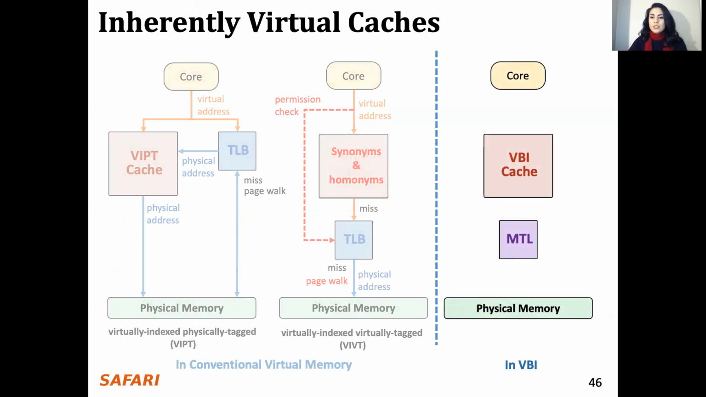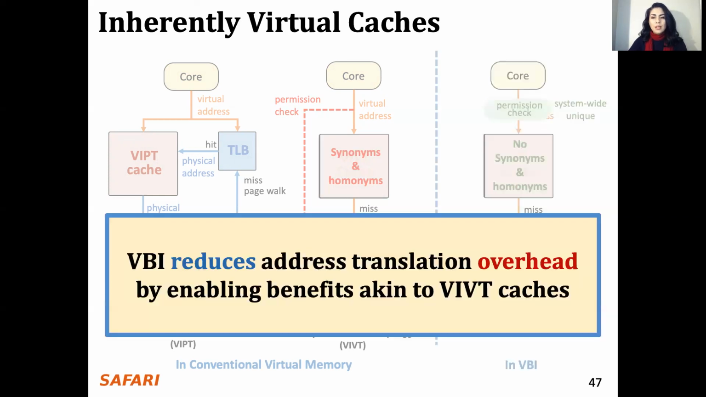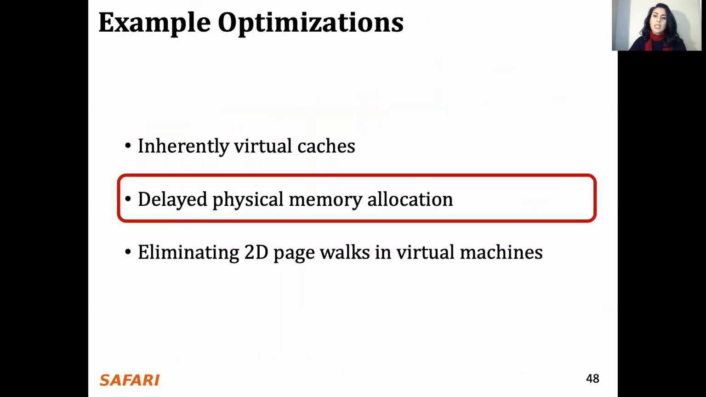First, it accesses all on-chip caches using VBI addresses. Since these addresses are unique system-wide, VBI eliminates the possibility of synonyms and homonyms. Second, by decoupling address protection from address translation, VBI stores the protections and address translation information in separate sets of tables, which avoids the need to access translation structures for protection purposes. Therefore, VBI reduces the address translation overhead by naturally enabling benefits similar to virtual caches without their known complications in current systems. I will now describe the second optimization example.